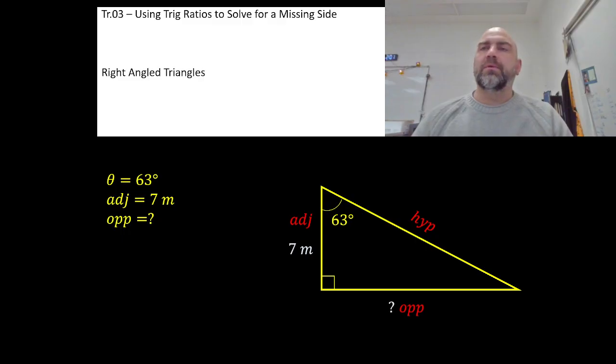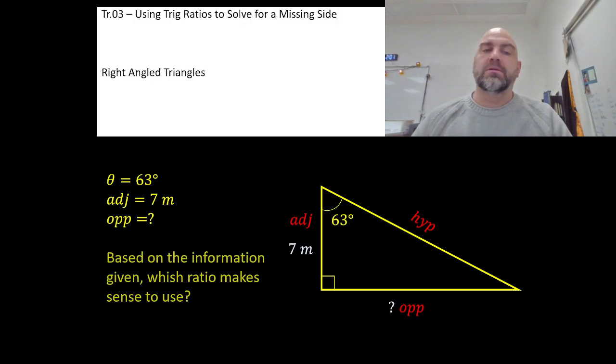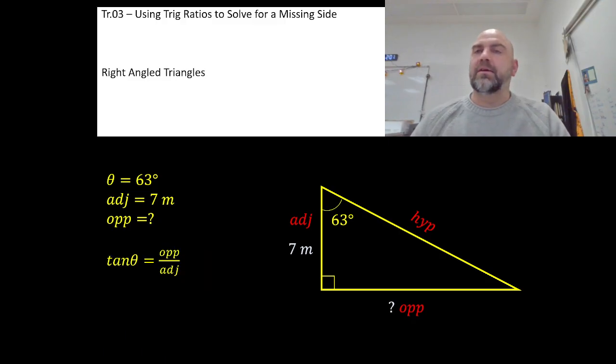All right, now that we have those pieces, which ratio makes sense to use? The ratio that has opposite and adjacent in it is our tan ratio. So we are going to use our tan ratio in order to solve for the side length. There's our tan ratio. Now, like with every equation or function, it is important that we plug in the information that we know. Our theta is equal to 63 degrees. Our adjacent side is equal to 7 meters. And so we can now solve for it.